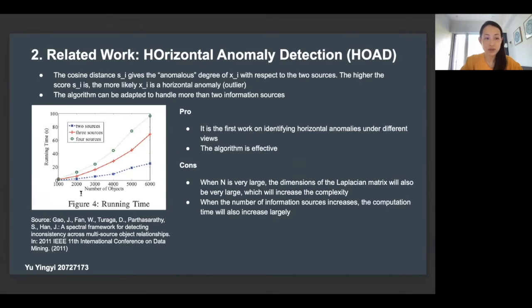However, the disadvantages are also significant. First, when n is very large, the dimension of the Laplacian matrix will become very large, which will also increase the complexity. Second, when the number of information sources increases as shown in this graph, we can see the computing time will also increase largely.